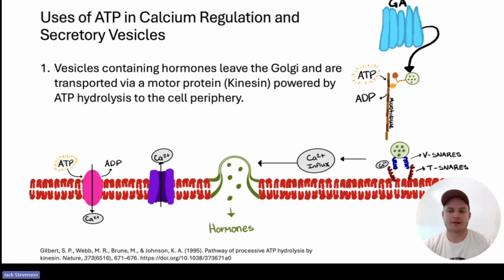So the next use for ATP that we found in the endocrine system is the regulation of intracellular calcium levels, as well as secretory vesicles. Starting with the secretory vesicles, after a vesicle is secreted from the Golgi apparatus, as you can see in the figure, it is transported down a microtubule towards the cell membrane. And this is done by a motor protein, specifically a kinesin, which uses ATP hydrolysis in order to power its conformational changes, or walking movement.